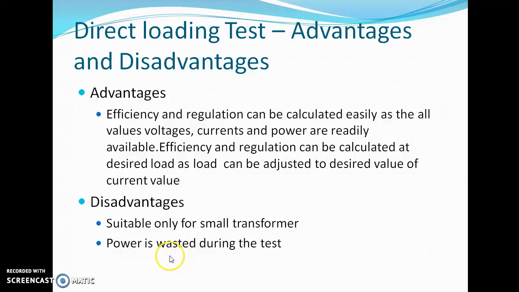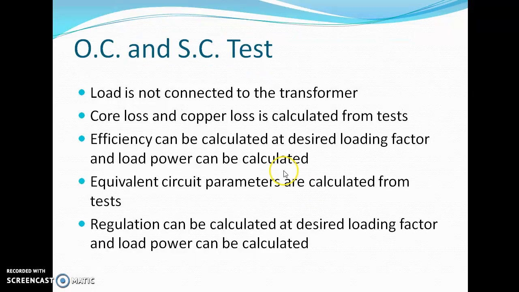Another main disadvantage is that we actually connect the load to the secondary winding, and therefore full load current flows, and power is wasted during this testing process. Okay, these are the disadvantages, and therefore it is used only for testing small transformers in the lab. Another good method which can be used for smaller and larger transformers both is the OC and SC test, open circuit and short circuit test.